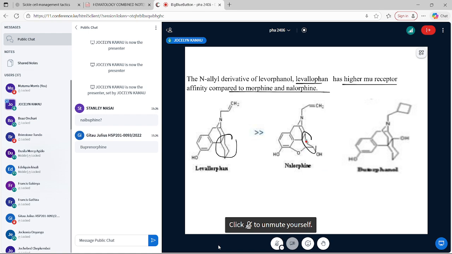You have saturated that, you have removed that group there, and therefore increased the lipid solubility of that compound. Not only do you increase the lipid solubility, by changing that boat conformation to chair conformation, you allow this group to have better interaction with the lipophilic center of that compound. That is the butorphanol.